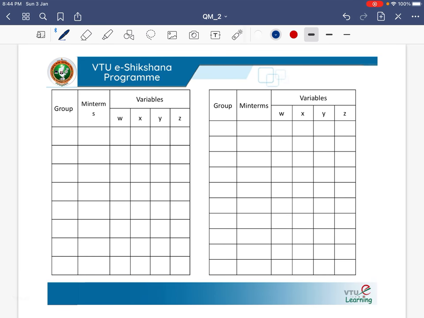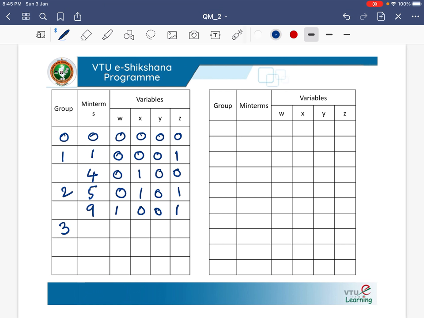So, in the next step, we are grouping the min terms which have the same number of ones. Let us write those. Group number 0, in which we have the min term 0 and the variables are 0, 0, 0, 0. Similarly, group number 1, where we have 1 and 4 as the min terms, because these two have only one 1 in them. So 1 is 0, 0, 0, 1 and 4 is 0, 1, 0, 0. Similarly, group number 2 has min terms 5 and 9, which have two ones. 5 can be written as 0, 1, 0, 1 and 9 can be written as 1, 0, 0, 1.